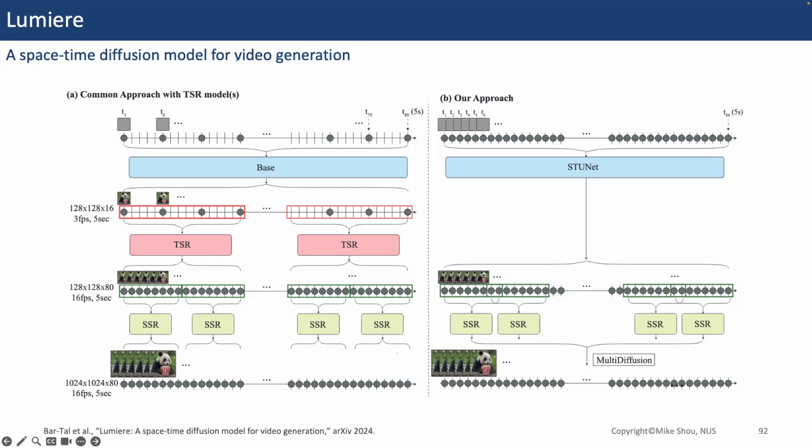And here is how it works. The STUnet downsamples the video in both the time and space dimensions, and so this creates a compact time-space latent space. This approach allows the intensive computation to occur within the compressed space, making the process more effective and computationally feasible. And by processing the entire video duration at once, the STUnet eliminates the dependency on temporal super resolution. So this ensures smoother and also more coherent video generation.